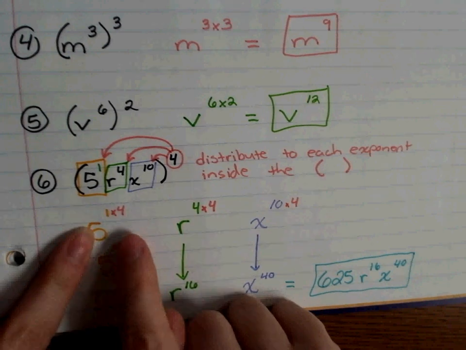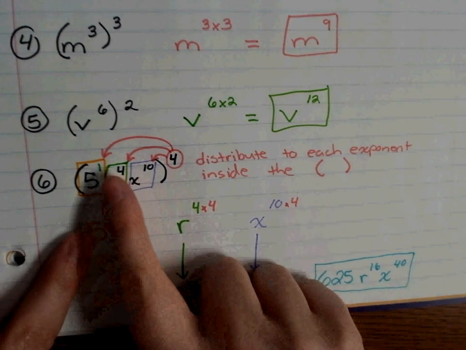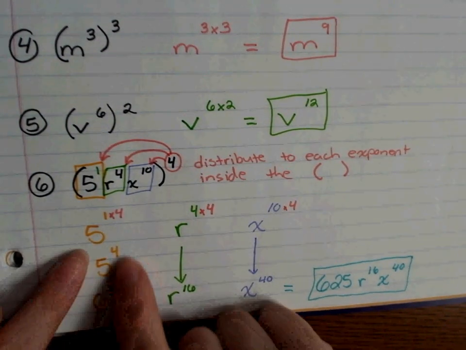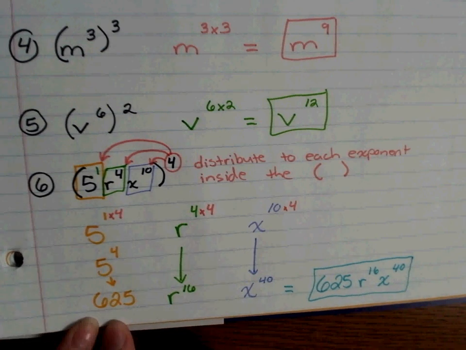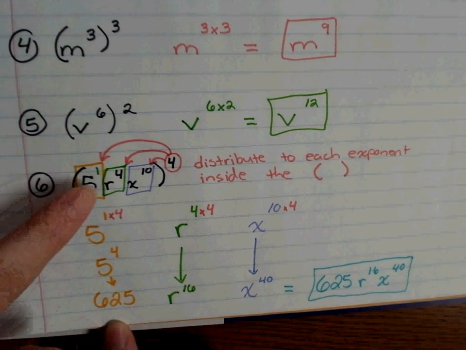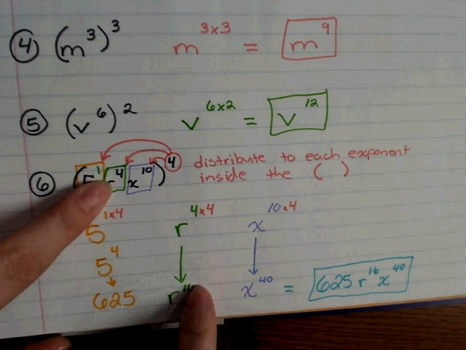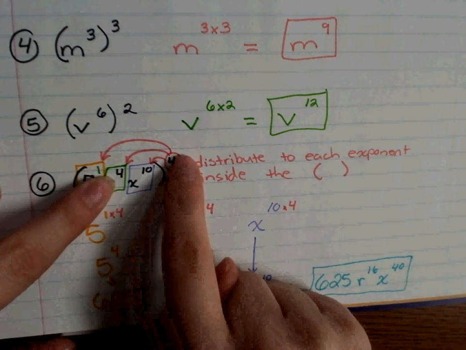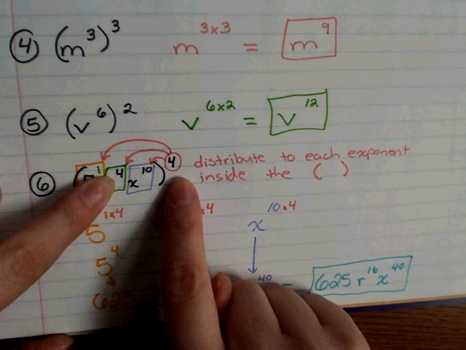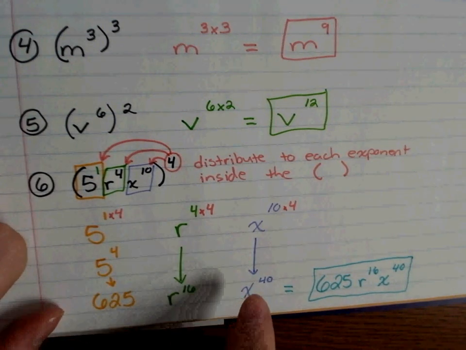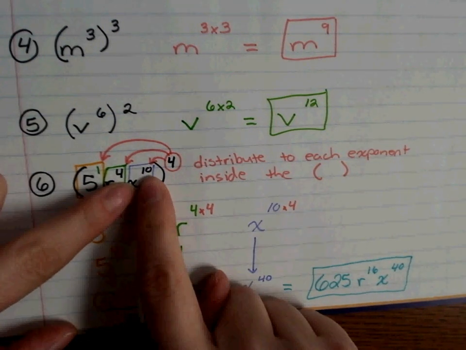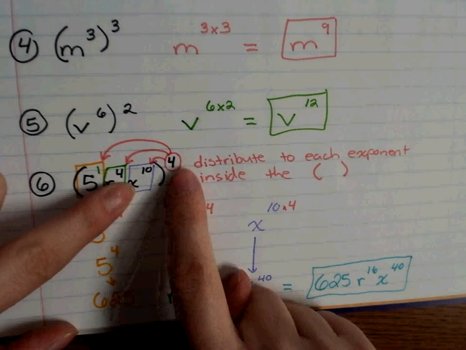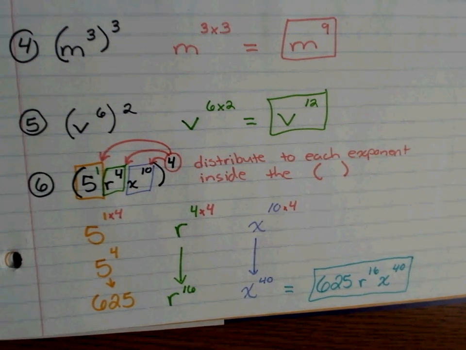So this becomes 5 to the 4th power because 1 times 4 is 4. But then we can simplify 5 to the 4th to 625. R is going to become r to the 16th power because we take r's original exponent of 4 and multiply it by that outside exponent of 4. X becomes x to the 40th because we take the original exponent of 10 and multiply it by that outside exponent of 4. And then all we do is push it all together.